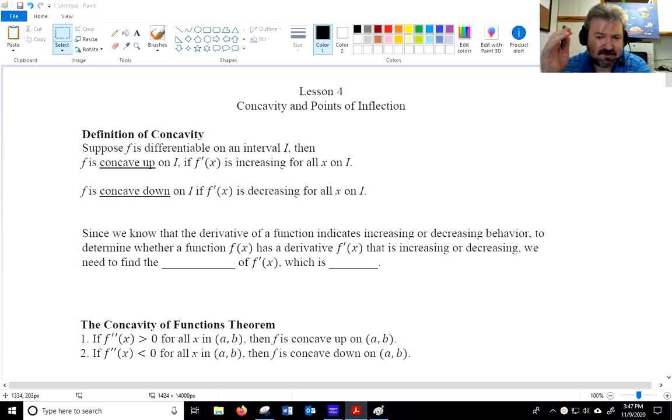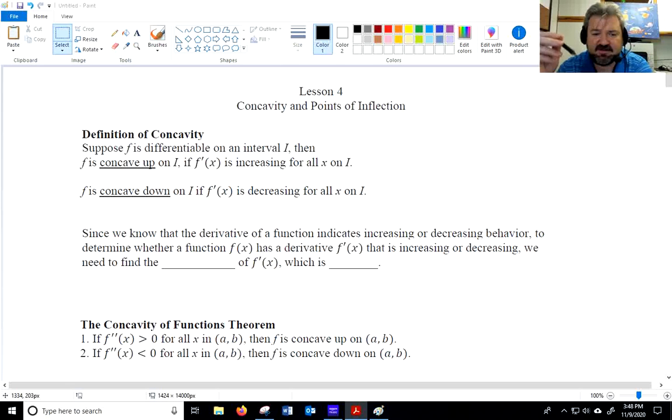The mathematical definition says that if f prime is increasing, then you are what we call concave upward, or concave up. If f prime is decreasing, you are concave down on that interval. So concavity is more of a general word for kind of acceleration, if you think about that. It's the rate of change of the rate of change. So if the rate of change of f is increasing, we're saying concave up. Likewise, concave down if it's decreasing.